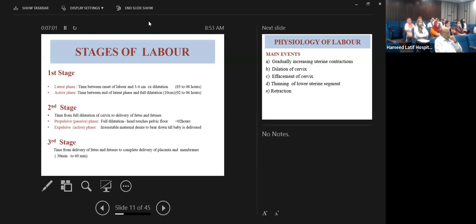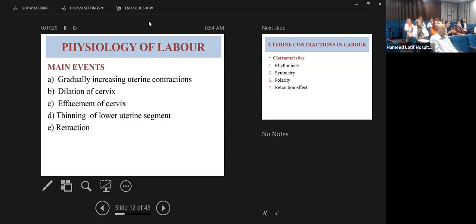There are two phases, passive and active. From full dilatation till the head touches the pelvic floor is the passive phase, and the active phase is when there is an irresistible maternal desire to bear down till the baby is delivered. Now the third stage is the time from the delivery of the fetus or fetuses to the complete delivery of the placenta and membranes, which usually lasts less than half an hour. But when there is no active management of the placenta, it can increase up to 1 hour.